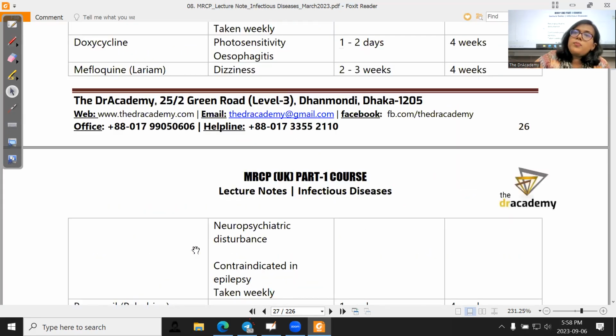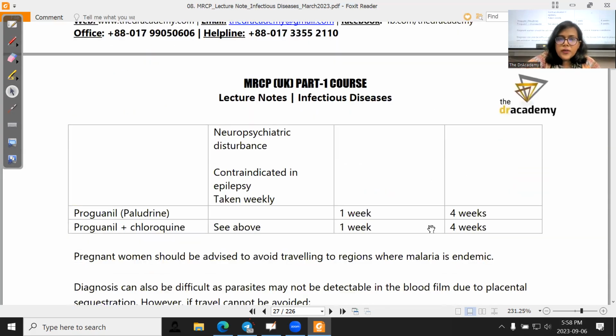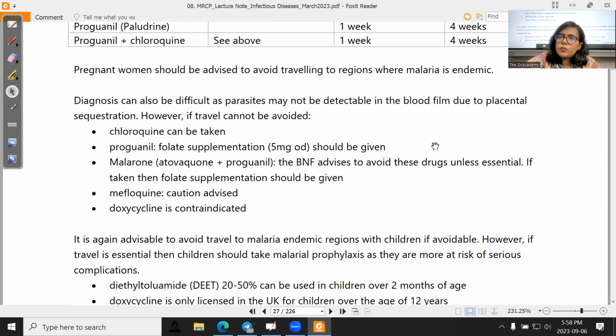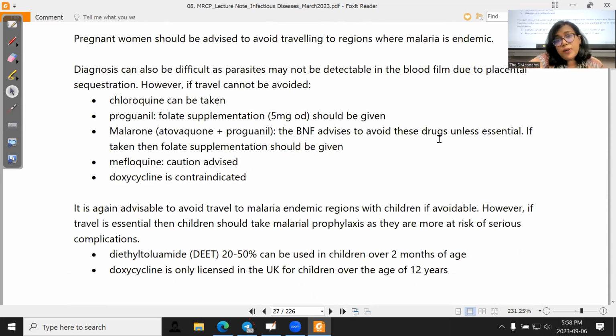So which one of the prophylactic medications can cause abnormal psychiatric behavior? Mefloquine, okay. And which of the antimalarial medications is contraindicated in pregnancy? ACT in general, okay, but on a prophylactic basis, mefloquine should be used with caution, and doxycycline. Doxycycline is contraindicated in pregnancy. Okay.